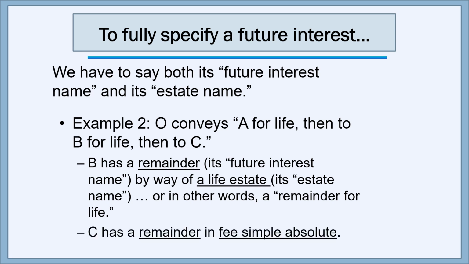What about C's future interest? Once again, C has a remainder, and don't worry about why it's called a remainder now.